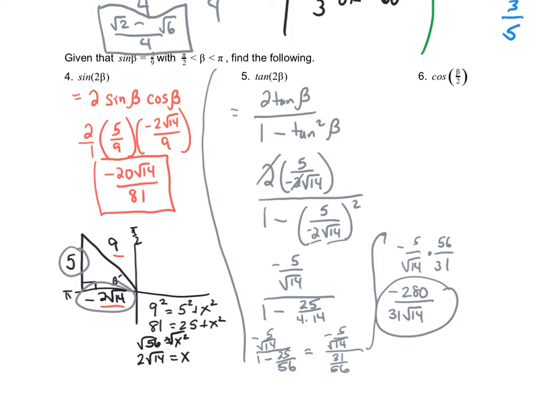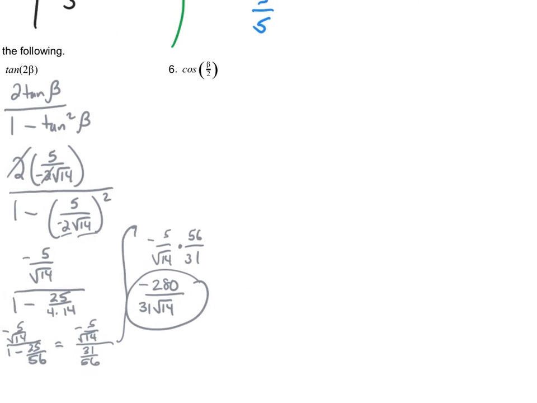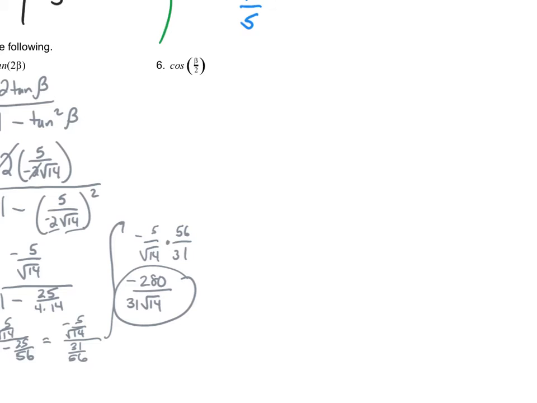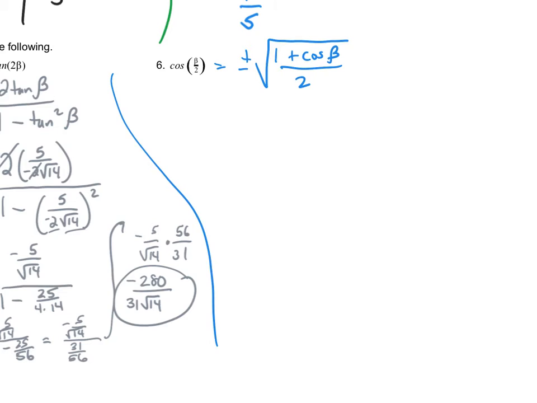Okay, let's look at our last one. Our last one is the cosine of beta over 2. Now, interestingly enough, if you remember the formula for the half angle, it's going to be plus or minus the square root of 1 plus cosine beta over 2. Well, I know from my triangle that the cosine of beta is going to be negative 2 radical 14 over 9. So that's not a problem.